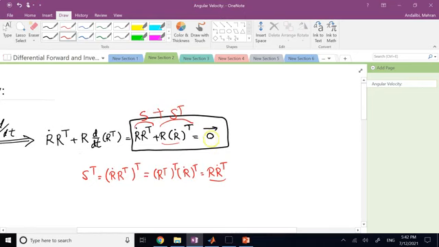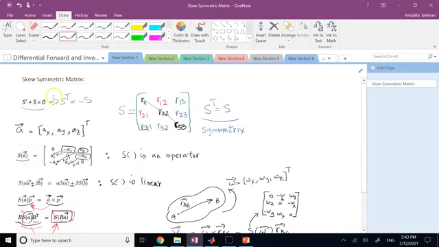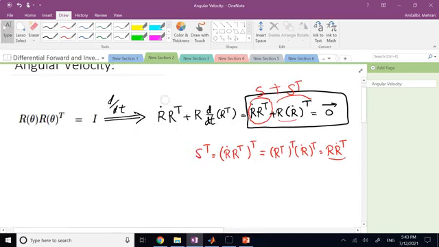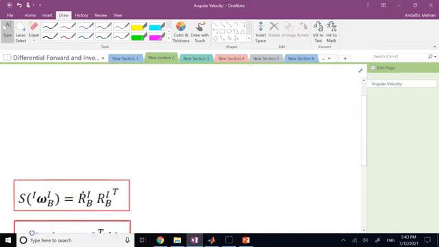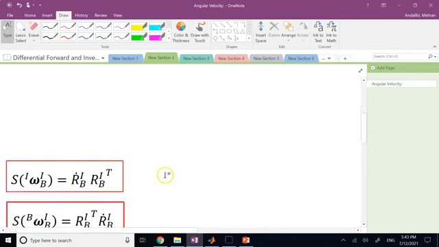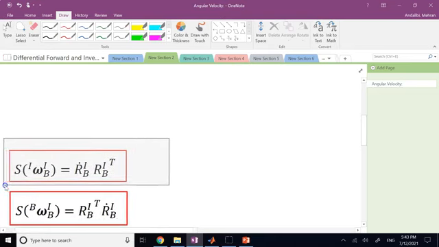And what is it now? S plus S transpose is 0. That exactly matches the definition that we had for what? For a skew symmetric matrix, where S transpose is -S. So I can say when I called this R dot R transpose a skew symmetric matrix, it was really the right thing to do because it is a skew symmetric matrix. Right? So now I come back to this definition and I say, well, this matrix that I defined, R dot R transpose, is actually a skew symmetric matrix.